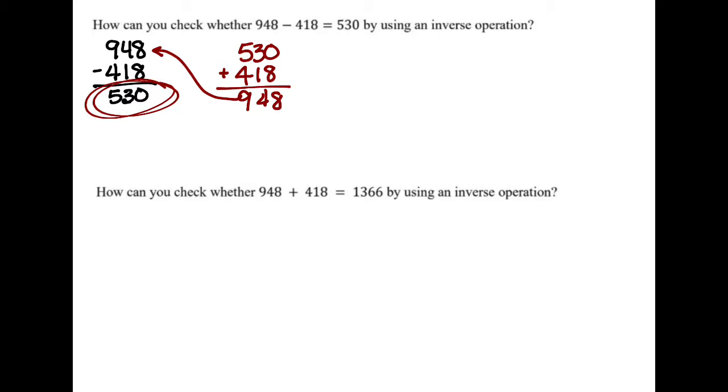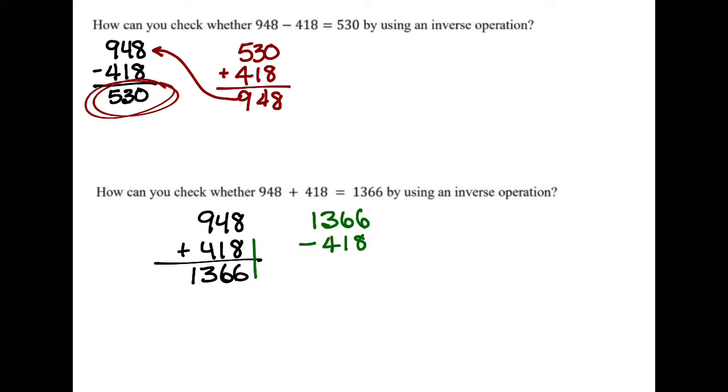How can we check this one? 948 add 418, and they say the answer is 1366. Let's check it. We're going to start with the answer, and we're going to subtract. So we're going this way now and see if we get 948. We get to practice our subtract.